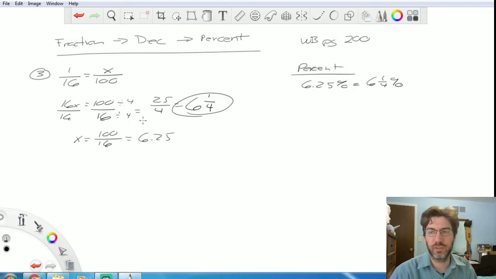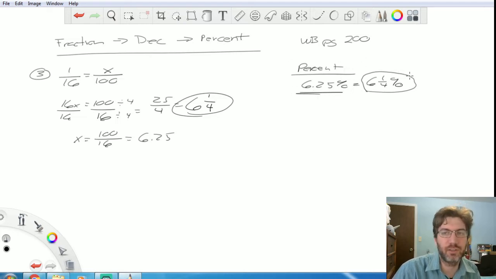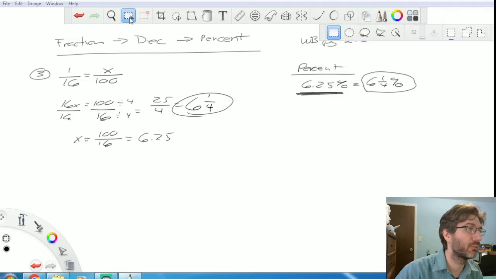It just wants you to write your percent with a fraction instead of a decimal. So this is technically the answer it wants. However, I don't know why you would ever use this over this. Because percents are parts of 100, you're just moving decimal points. Why would you not write it with the decimal point? I don't understand that. But you technically could. It's just this is probably going to make more sense to you. Number 4.